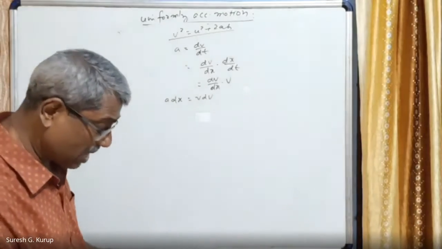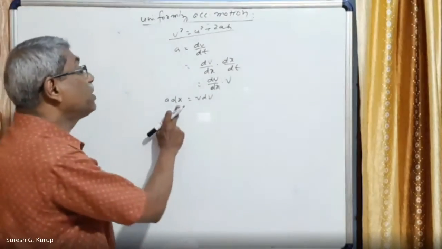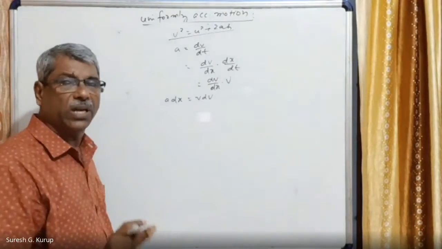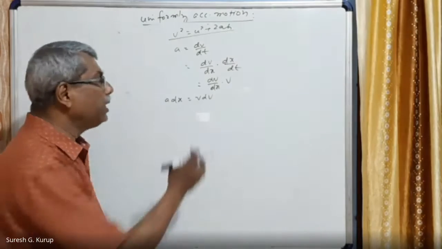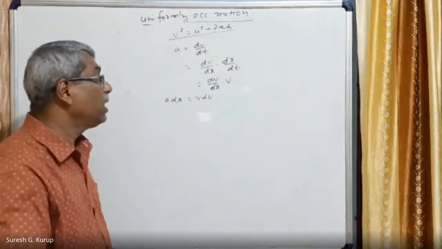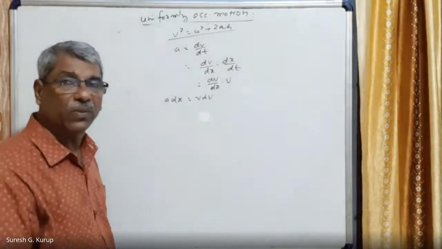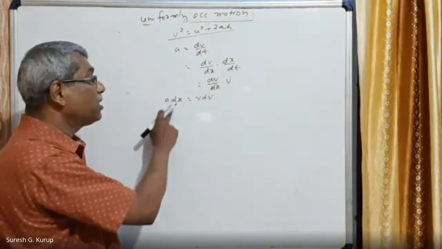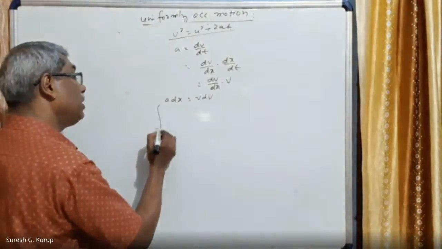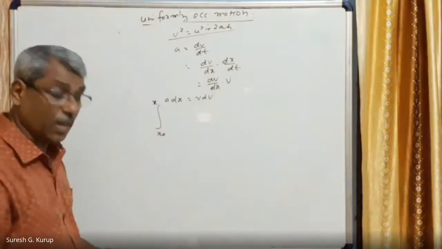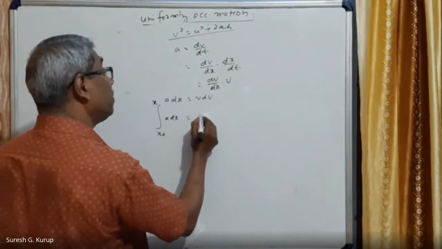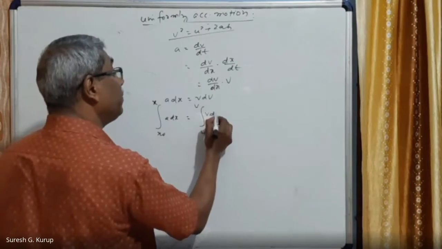Very, very simple, right? Now it is integrated. This is a function of x and this is a function of velocity, right? The function of x is integrated within limits of x only, and the velocity part is integrated within limits of velocity. The initial velocity is u and the final velocity is v. Integrating both sides, we get integral x0 to x, a dx, is equal to integral u to v, v dv.